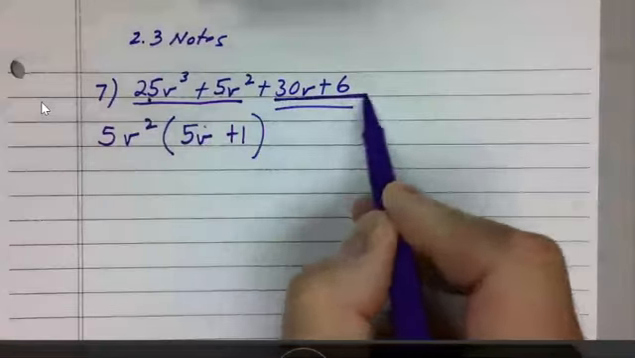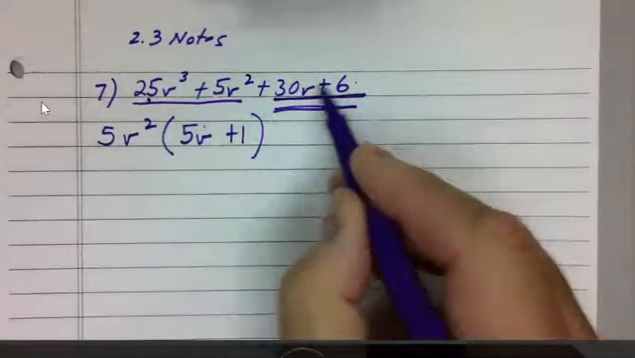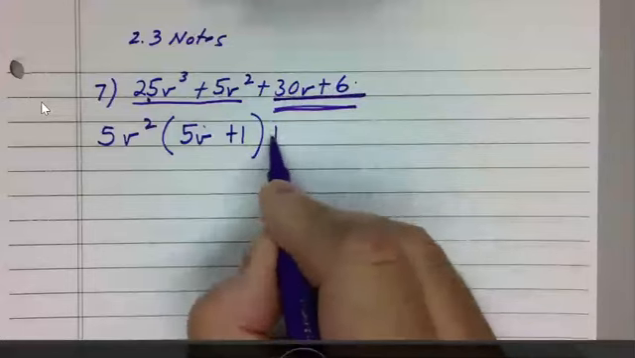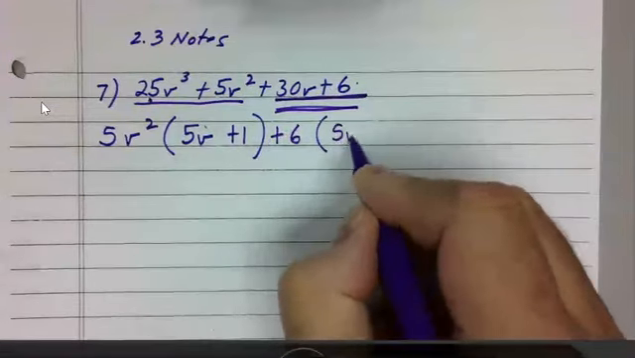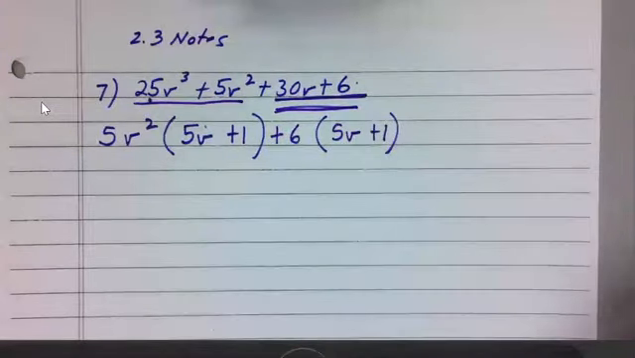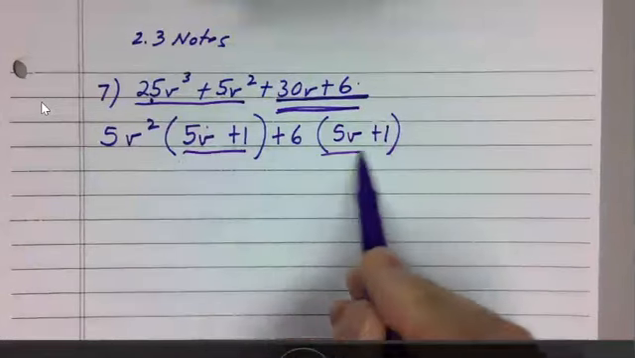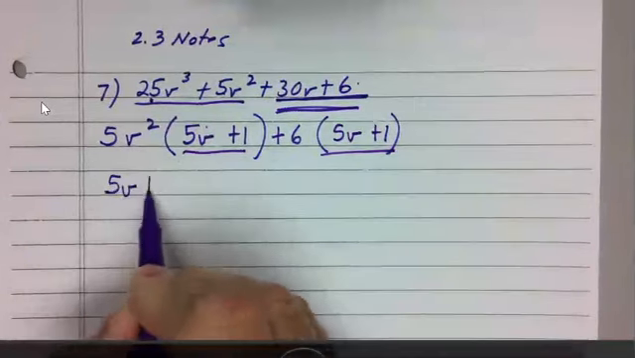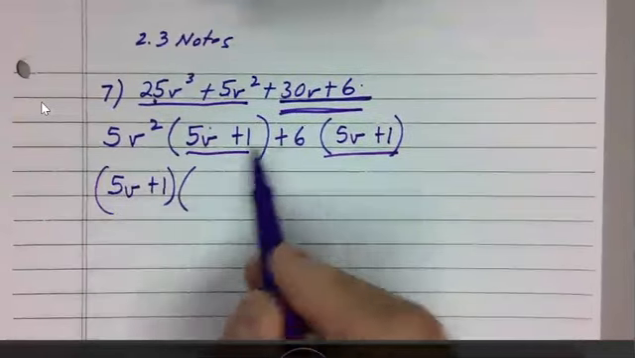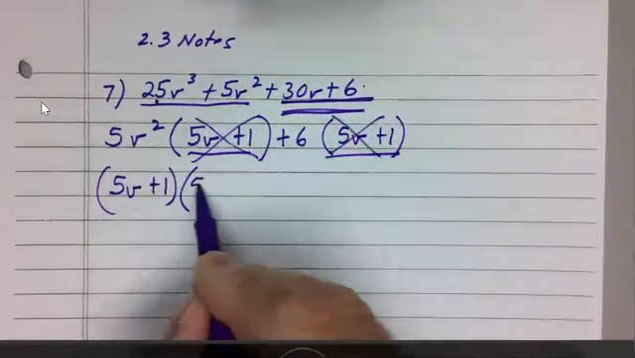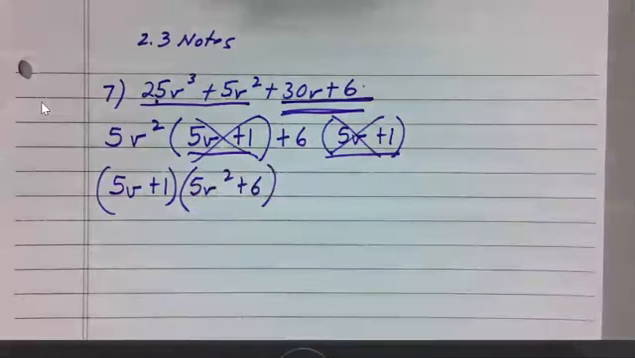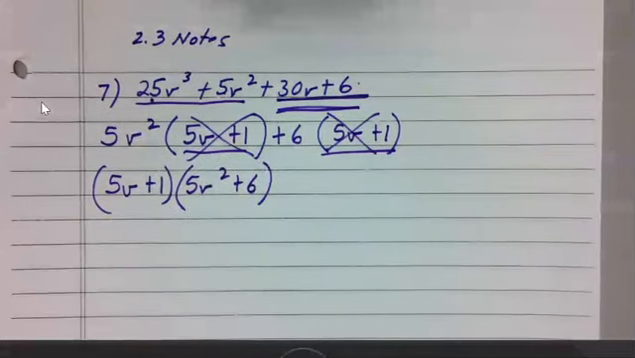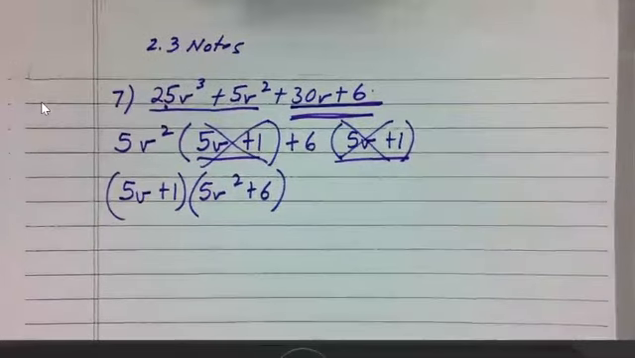And then what can I factor out of these two here? Does 6 go into 30? So I know 6 is going to come out. Agree? And that leaves me 5v plus 1. These two are the same, aren't they? So we have 5v plus 1. And what's left over? There you go. Anybody have that?